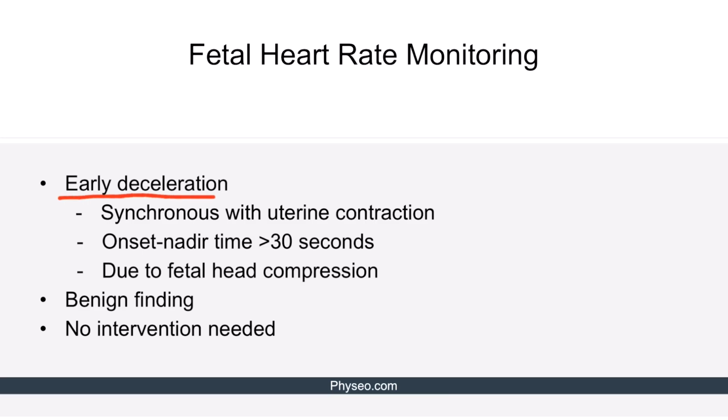The early deceleration is synchronous with the uterine contraction. In other words, the nadir of early deceleration coincides with the peak of uterine contraction. Additionally, the onset to nadir time of an early deceleration is greater than 30 seconds, and an early deceleration is a benign finding of the fetal heart rate monitoring. Therefore, no intervention is needed.